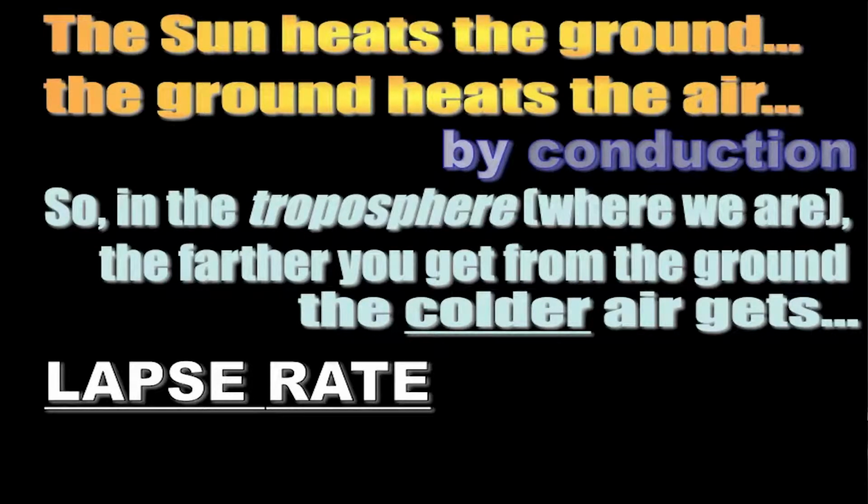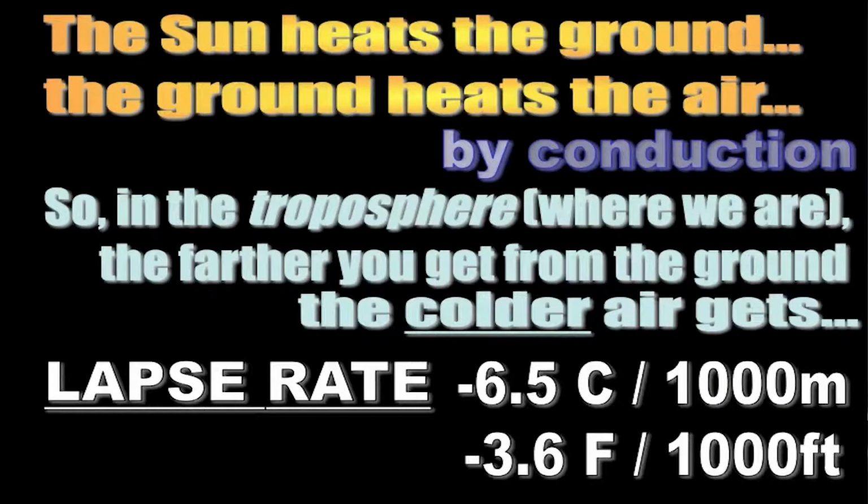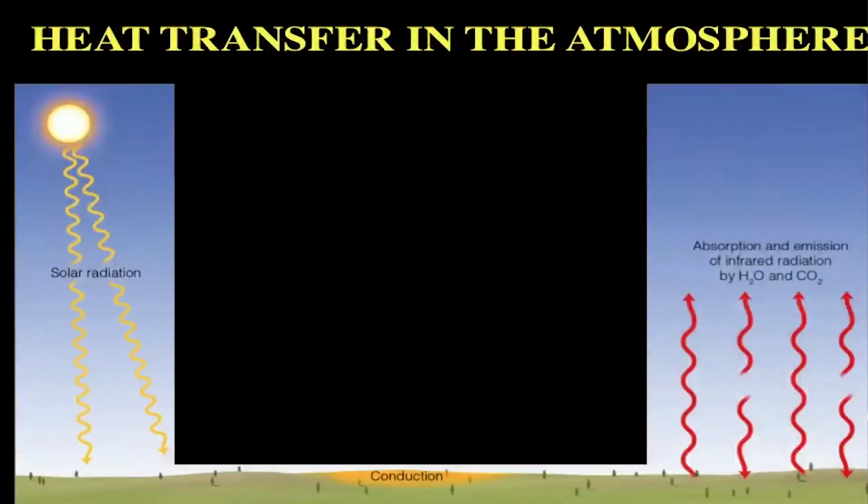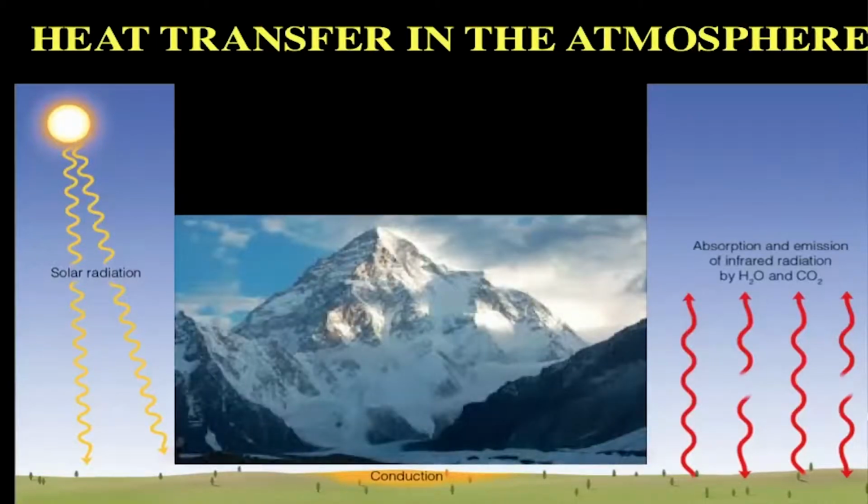And we know specifically what the typical lapse rate of our troposphere is. It drops 6.5 degrees every 1,000 meters, or 3.6 degrees Fahrenheit every 1,000 feet. So on this diagram, there's our sun heating the ground and the ground heating the air. So if you have a big mountain, well, you're getting farther away from the heat source, which is the Earth. Let's say that mountain's 10,000 feet high. That's a drop of 36 degrees from the bottom of the mountain to the top.